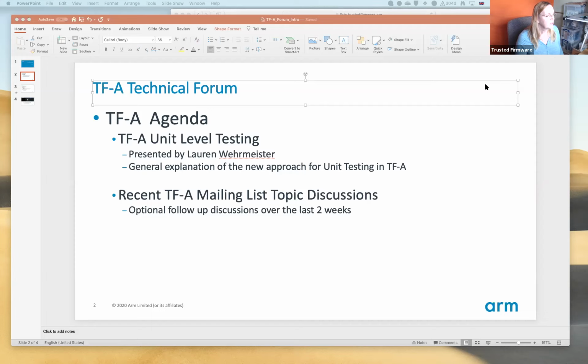So as you can see from the agenda today, we've got Lauren with us, who's going to give us an overview of the unit testing approach that we're looking to adopt. Anyway, without further ado, I'll stop screen sharing and hand over to you, Lauren.